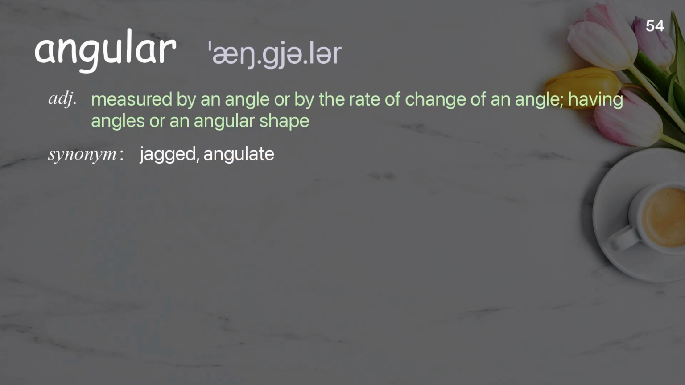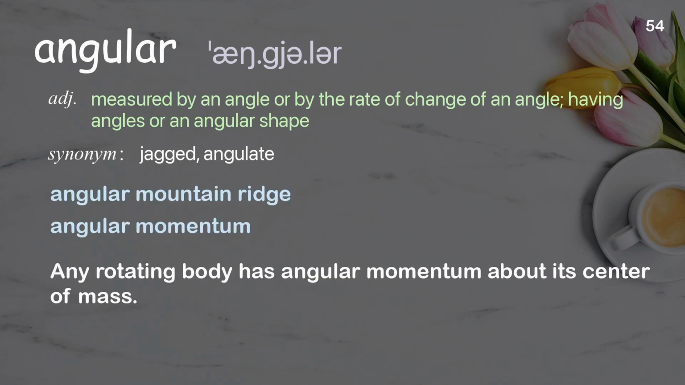Angular. Measured by an angle or by the rate of change of an angle, having angles or an angular shape. Examples. Angular mountain ridge. Angular momentum. Any rotating body has angular momentum about its center of mass.